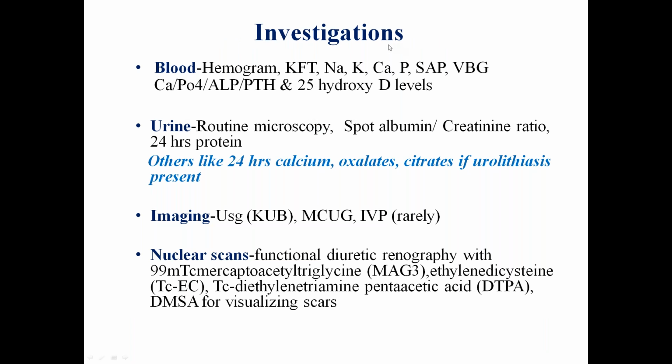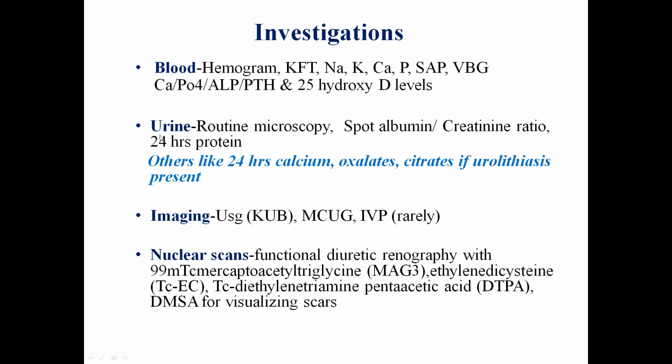Now, if you look at the investigations that one needs to do in patients with CKD, we need to do a hemogram to identify anemia. We need to do a KFT to identify the stage of CKD. We know that various electrolyte abnormalities like hyperkalemia, hyponatremia, hypocalcemia, and hyperphosphatemia can occur in these patients, so all these investigations are required. A venous blood gas is required to identify metabolic acidosis. For identifying bone mineral disease, calcium, phosphate, alkaline phosphatase, PTH values, and 25-hydroxy vitamin D levels are essentially required to identify any underlying vitamin D deficiency. A urine protein and microscopy is required to detect proteinuria.